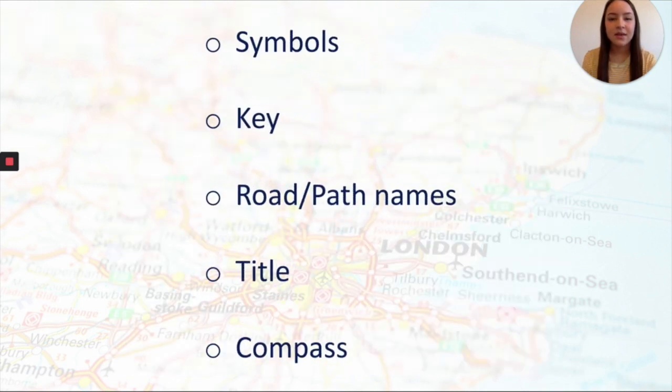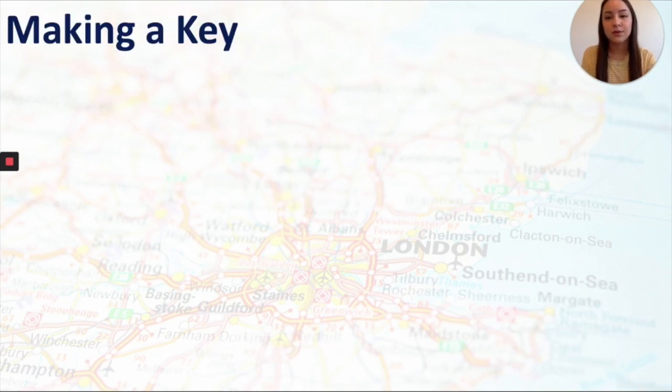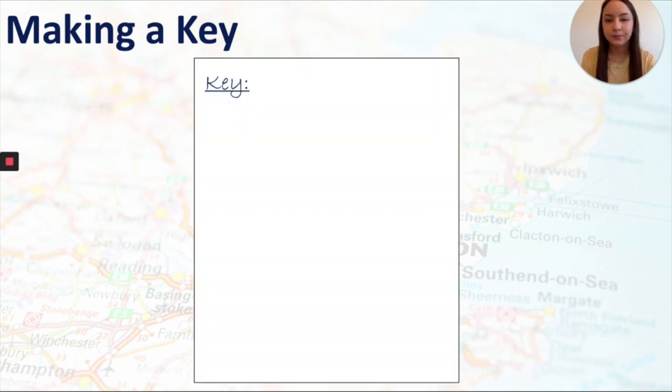So now we can tick off symbols from our checklist. Well done. So next thing on our list is a key. So remember, a key is used for showing you what those symbols represent, because you might know because you made the map, but a stranger who looks at the map won't know what the symbols mean, so we have to give them some clues. So, making a key.